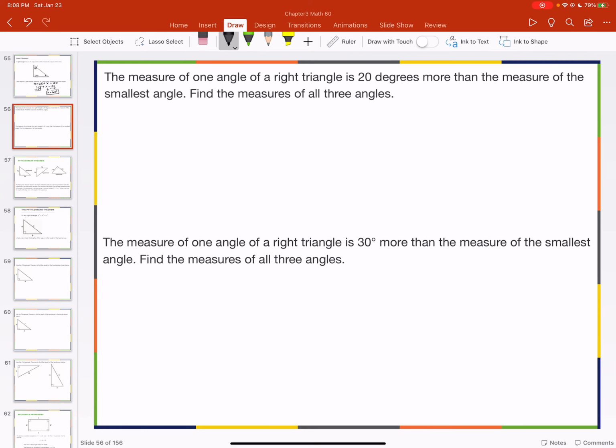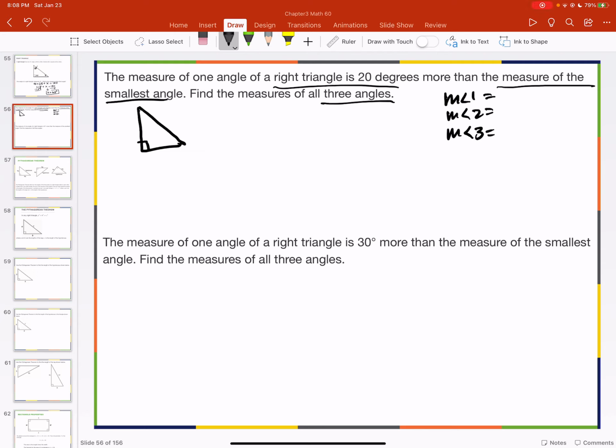All right, so now we have the measure of one angle of a right triangle is 20 degrees more than the measure of the smallest. We don't know what these are. So we have measure of angle 1, angle 2, angle 3. Well, one of them is going to be 90 degrees, because we know that this is a right triangle.